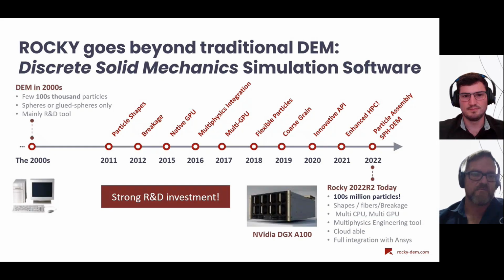Just a roadmap of where Rocky came from. ESSS acquired Rocky from Conveyor Dynamics back in 2011. They introduced particle shapes, and then the first major development was breakage. We could introduce some breakage, and I'll show some examples later. Then there was native GPU solving. Now, I want to say something very quickly about that.